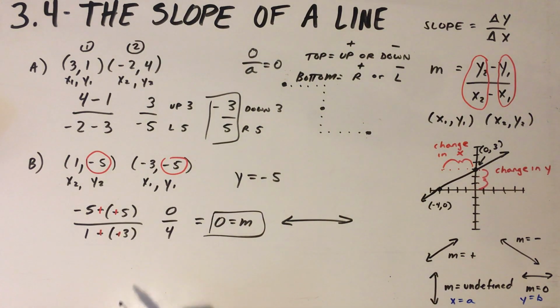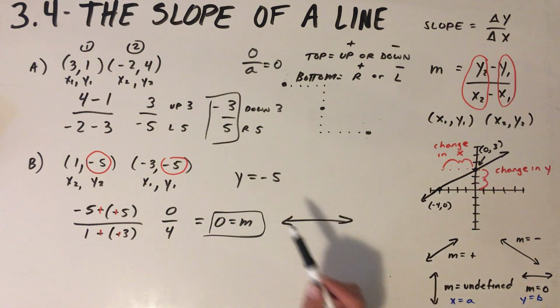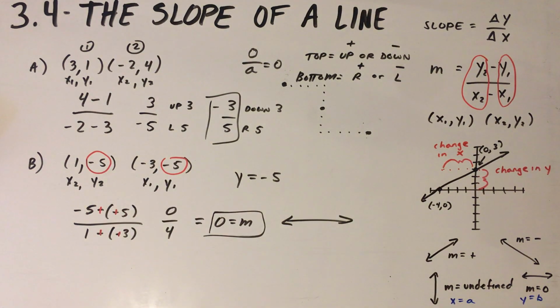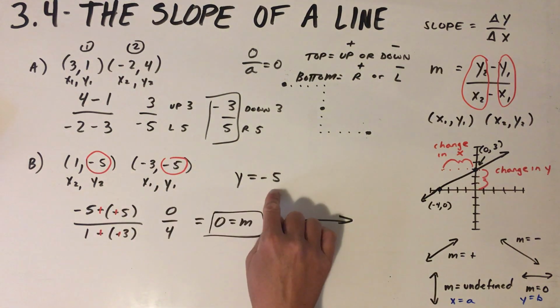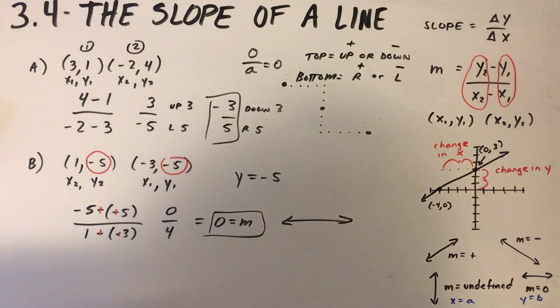But visually, I want you to understand what's happening here. If there's no slope, you've got a horizontal line. If that's the case, what is the equation of that line? Well, the equation of that line will always be this point, whatever that point is. So when the y doesn't change, that's what y always is. Okay, so that is our B example.